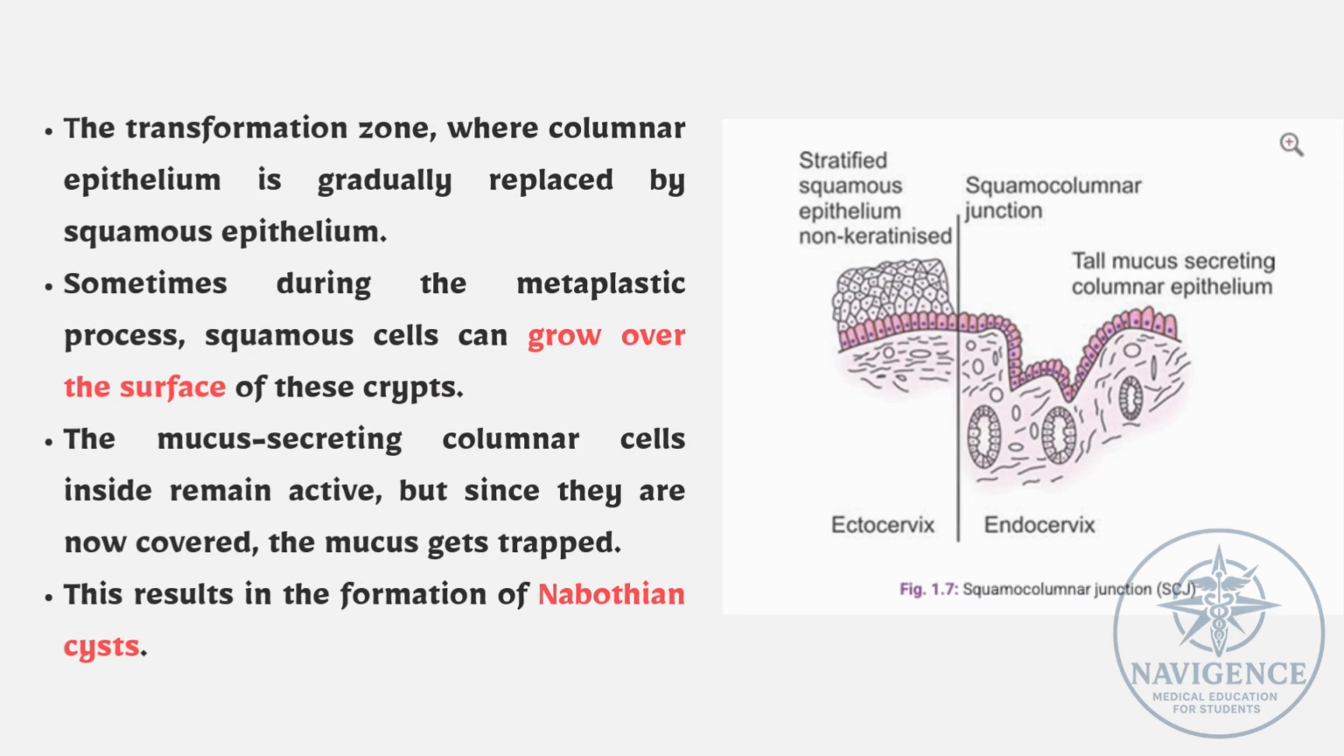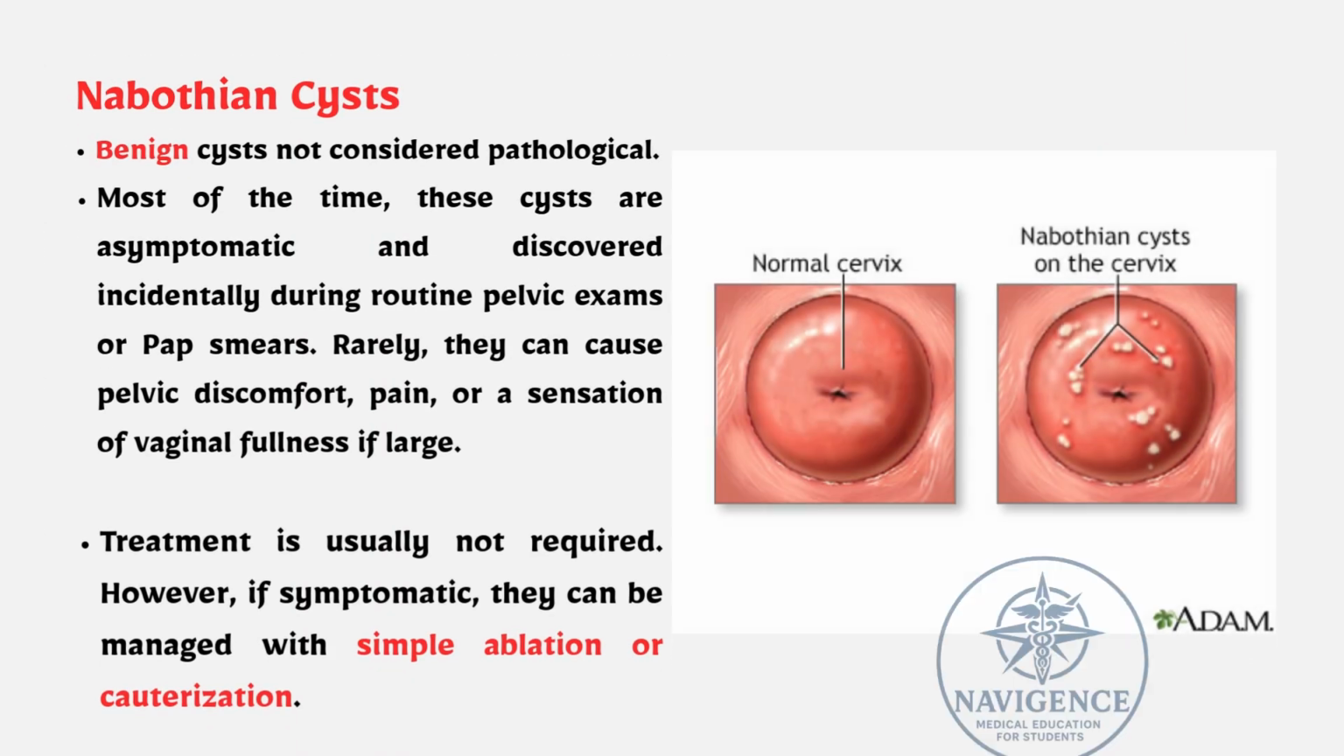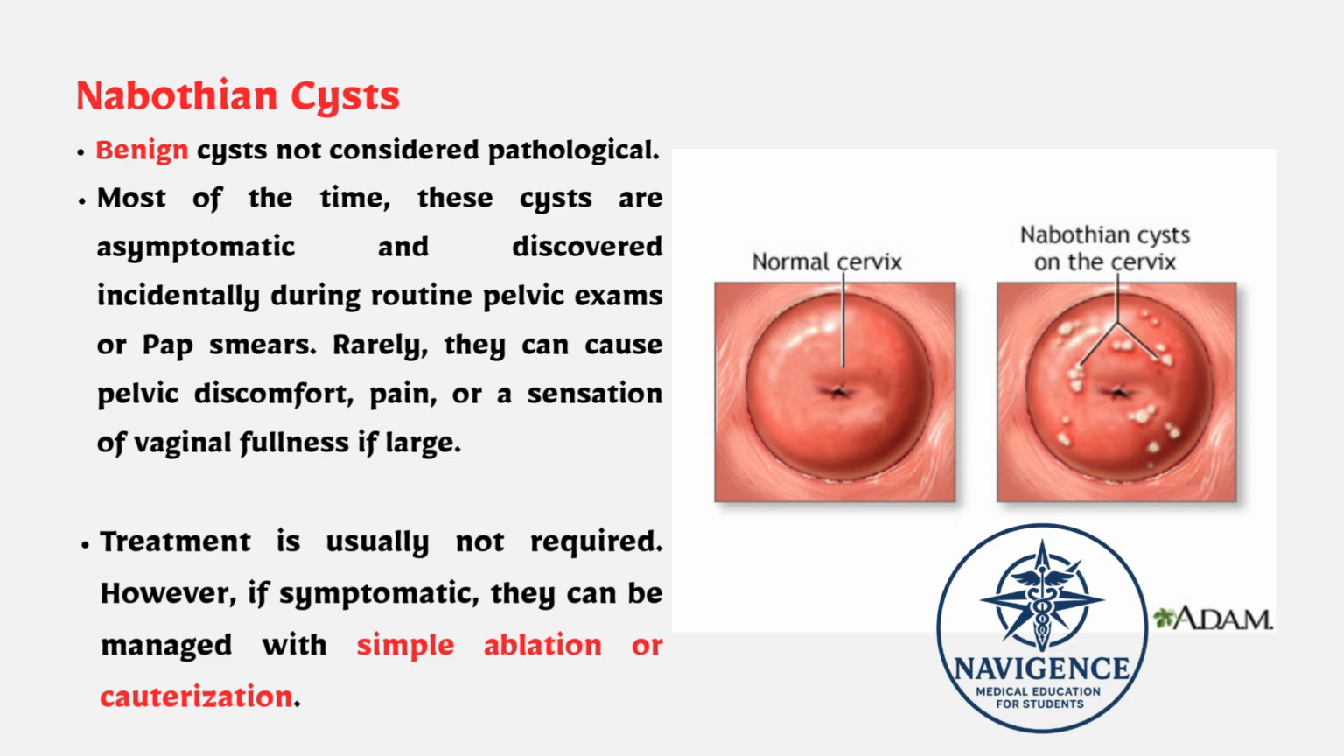The columnar epithelium of the endocervix contains deep folds and crypts. Sometimes during the metaplastic process, squamous cells can grow over the surface of these crypts and enclose them. The mucus-secreting columnar cells inside the crypt remain active, but since they are now covered, the mucus gets trapped. This results in the formation of cysts, which are called Nabothian cysts. Nabothian cysts are benign cysts that form when squamous epithelium overgrows glandular columnar epithelium in the cervix.